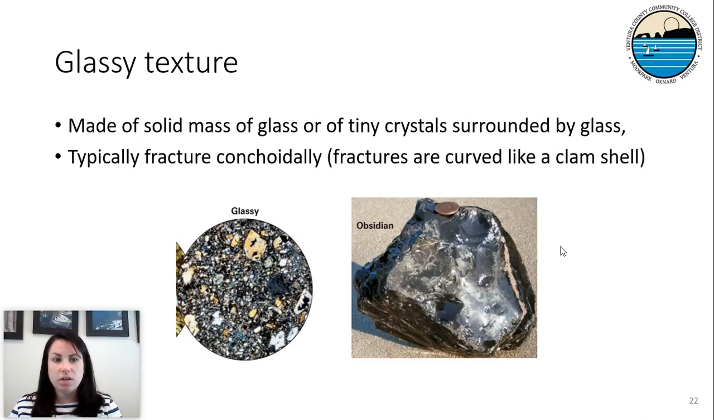Next is glassy texture. It's made of a solid mass of glass or of tiny crystals surrounded by glass. Typically, they fracture conchoidally, like a clamshell, with a roundness to it, like a concave fracture, naturally fractured. This is an example of obsidian. Obsidian has also been used by native peoples to create arrowheads and things like that. So maybe you've seen obsidian before. And this would have a glassy texture.